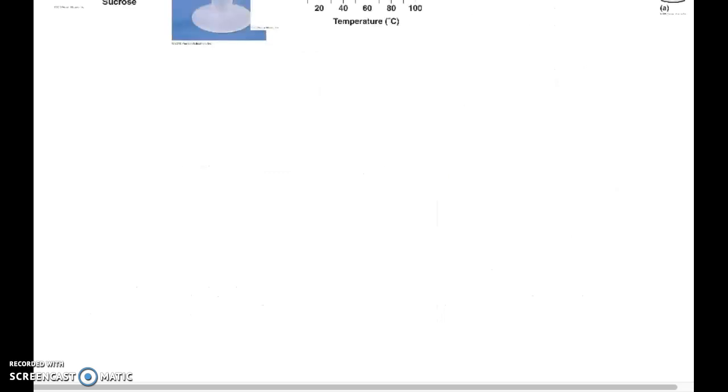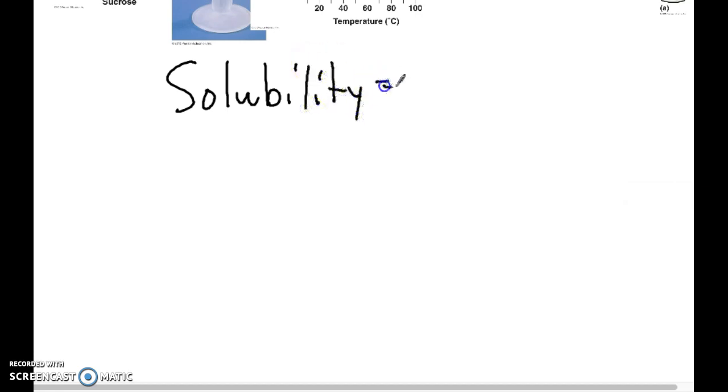Now, we mentioned that there are some things that affect how soluble something is. Solubility of something is how well it dissolves. If we talk about solubility, we're just talking about its ability to dissolve, basically. My spelling needs a little work here. Solubility of a substance just means how well a solute will dissolve in a particular solvent.